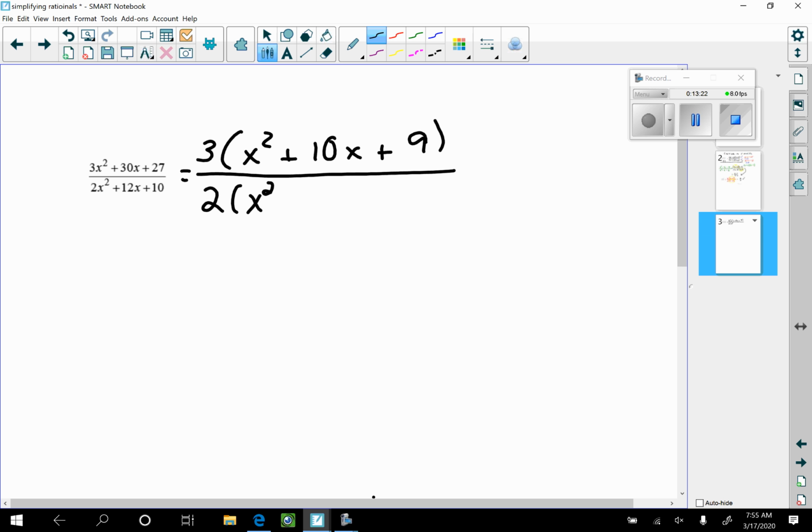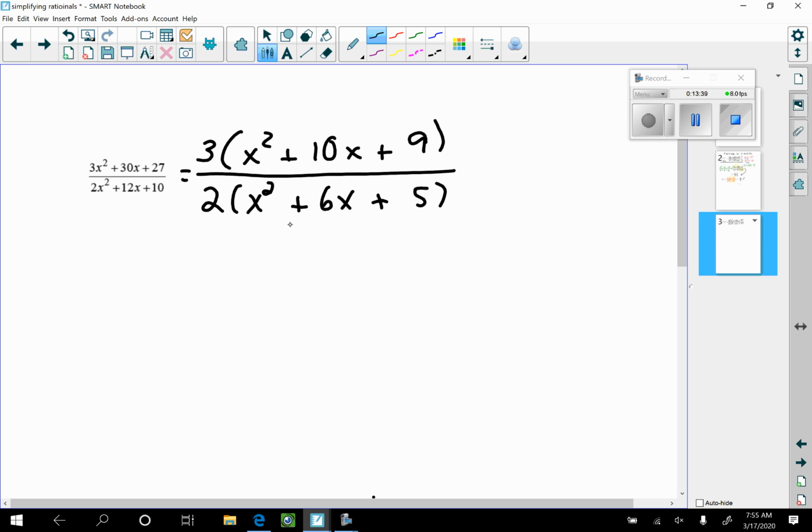Have x squared plus 6x plus what? 2 times what? 5. So now I have that guy. Nothing cancels. So what I have to do here is I have to factor the top again. I have to factor the bottom.